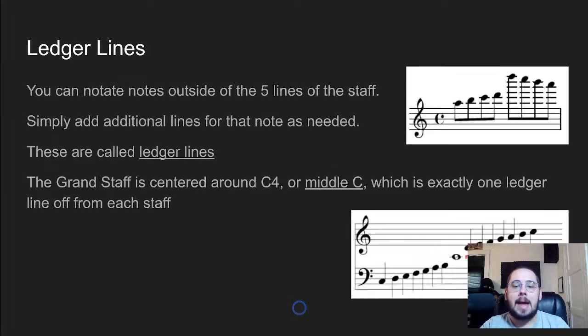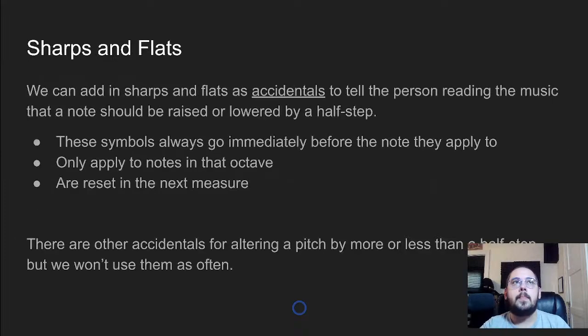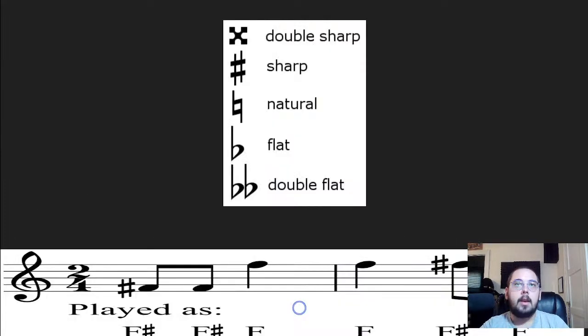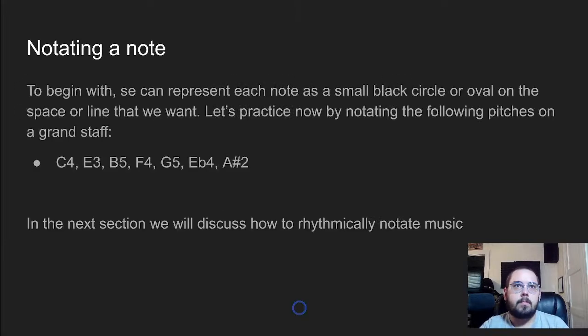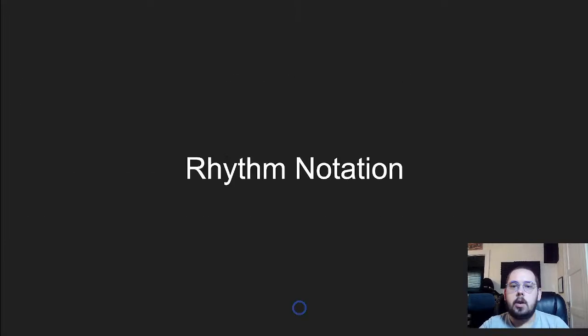Again, we can go past the boundaries of the staff with ledger lines if we want to. All right, and then we can raise or lower a note by 1 or more half steps, or less, but basically 1/2 step with an accidental. All right, let's talk about rhythm.